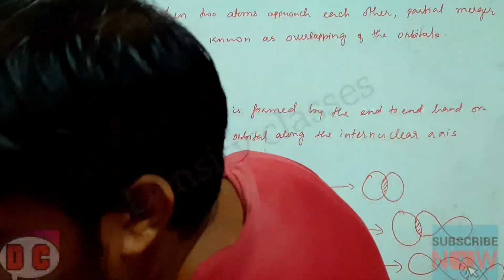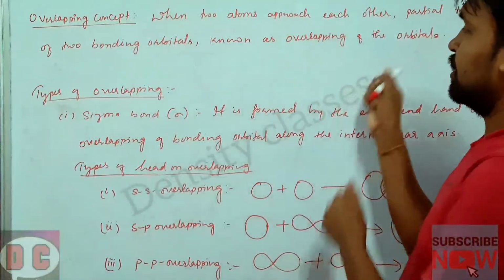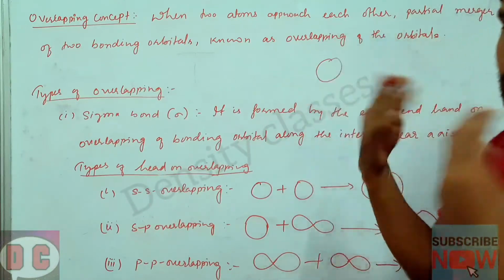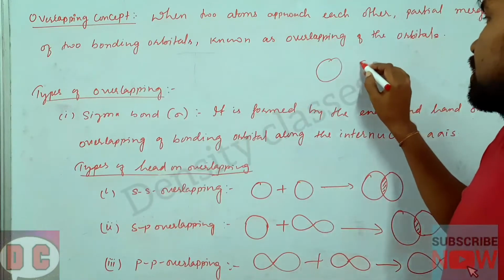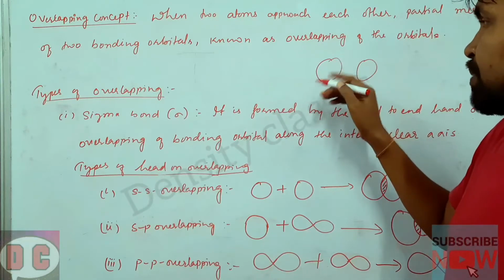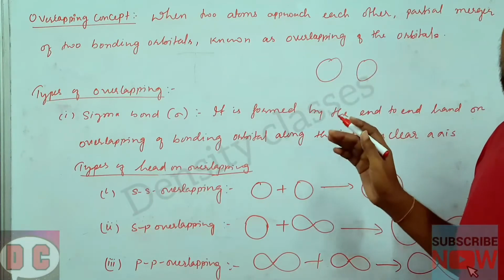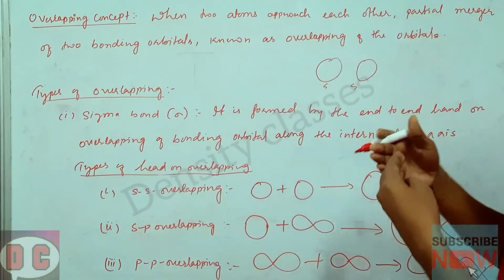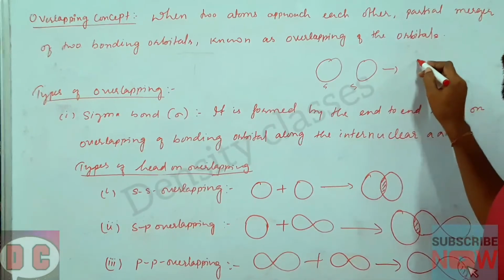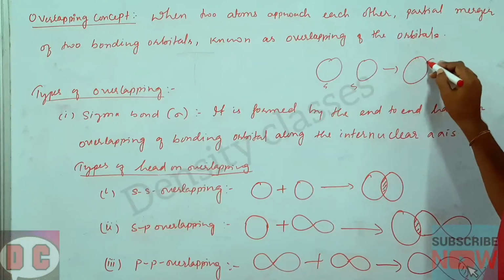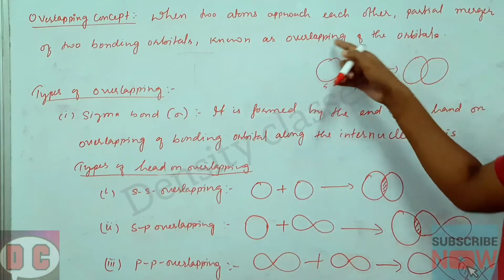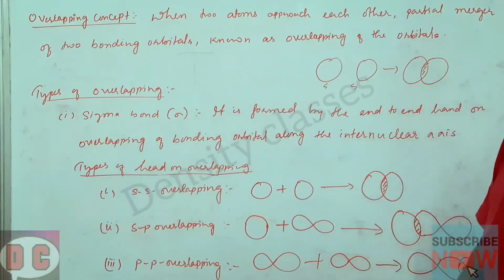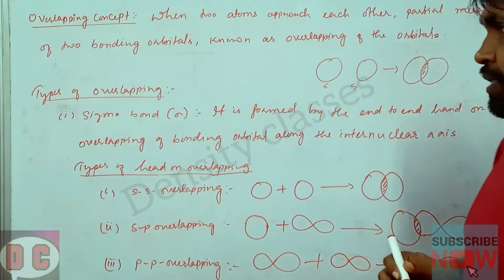Suppose this is one atom and this is another, and they are approaching each other. This is one orbital of that particular atom, and this is another orbital of the other atom, suppose S orbitals. When they approach each other, you will see that they merge over each other. This is nothing but overlapping of orbitals. Understood?